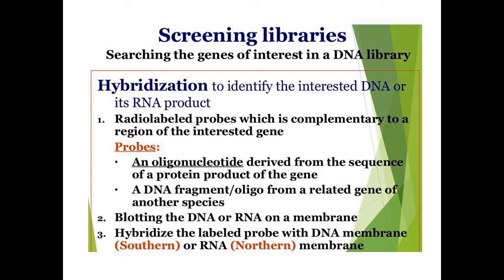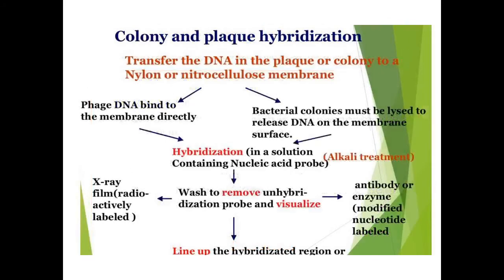Then the blotting of the DNA and RNA on the membrane, that is the transfer of either DNA or RNA on a membrane, and then hybridize the labeled probe with the DNA membrane or RNA membrane, Southern or Northern hybridization.